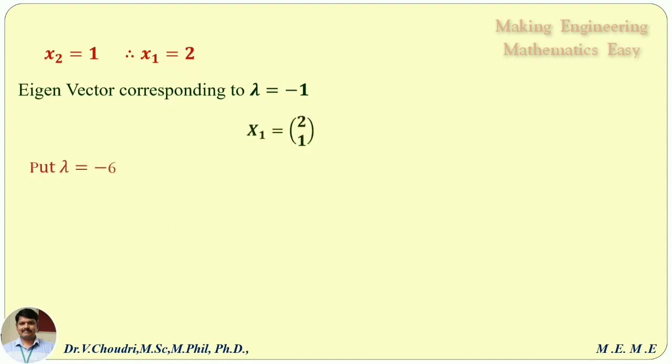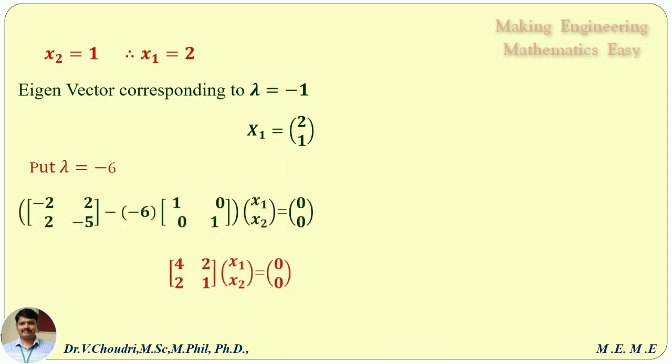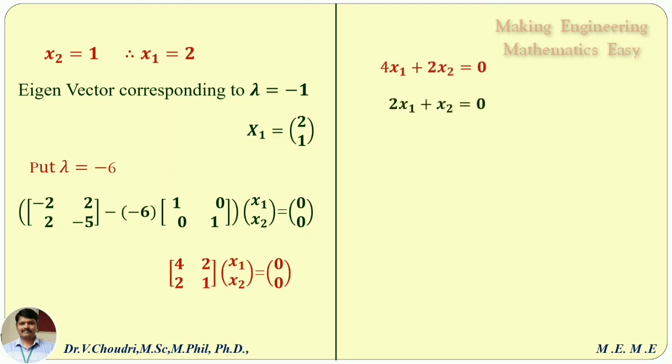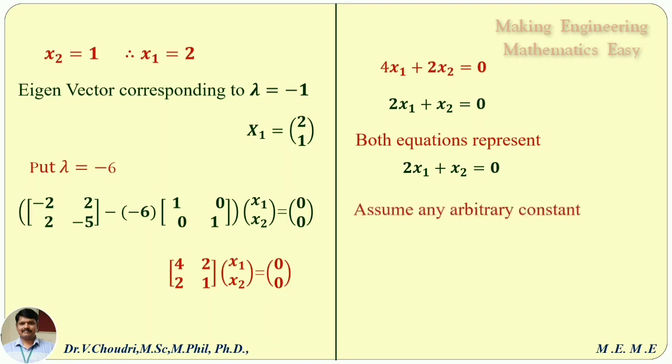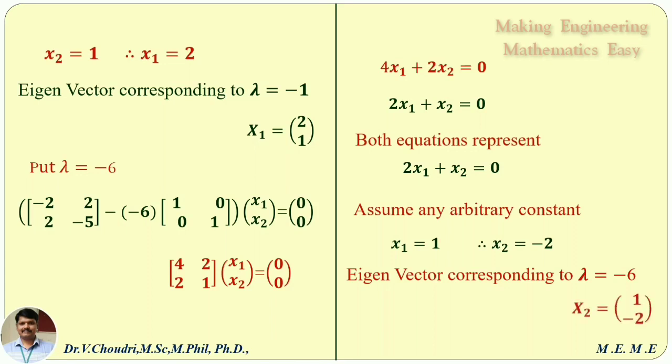Substitute lambda equal to minus 6 in this equation, we get the square matrix 4, 2, 2, 1, column matrix x1, x2 equal to 0, 0. Simplifying this one, we get 4x1 plus 2x2 equal to 0, 2x1 plus x2 equal to 0. Both look different, but both equations represent 2x1 plus x2 equal to 0. The same way, there are two unknowns, but we have only one equation. Assume any arbitrary constant: x1 equal to 1, we get x2 equal to minus 2. Therefore, the eigenvector corresponding to lambda equal to minus 6 is x2 equal to (1, minus 2).